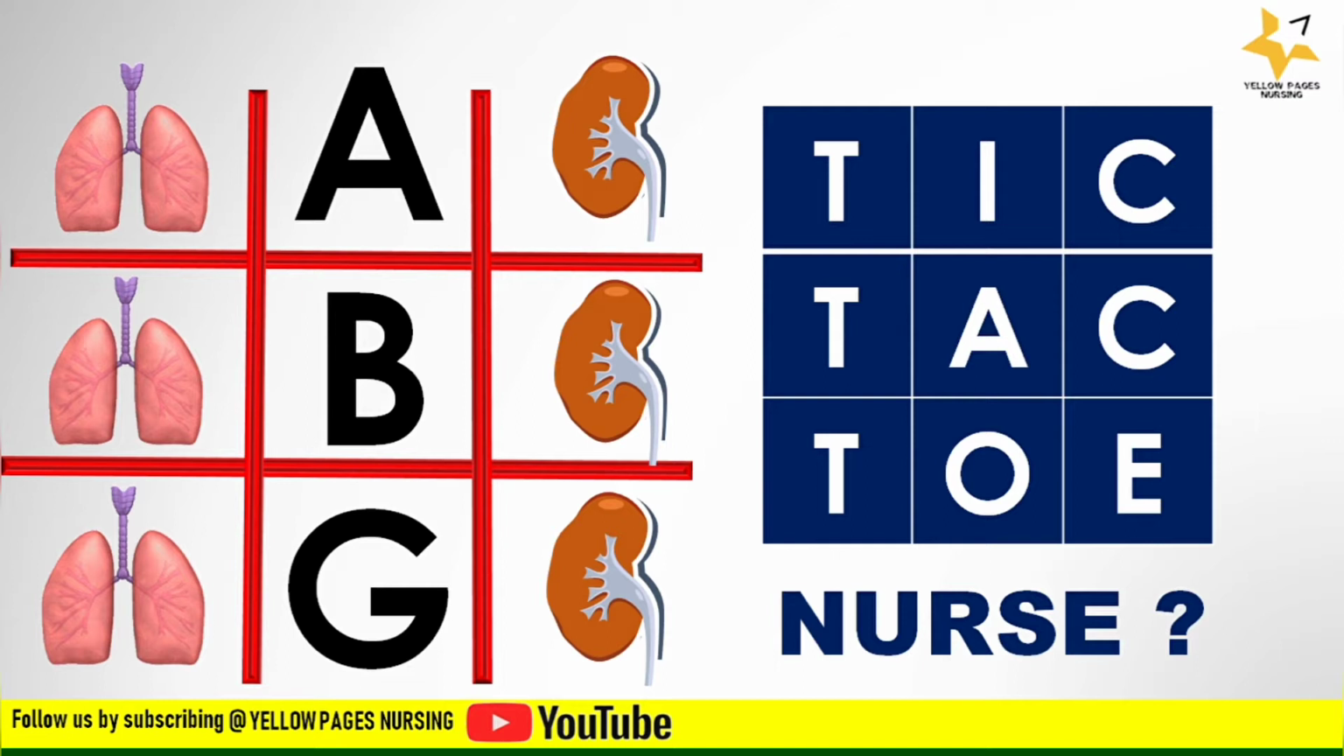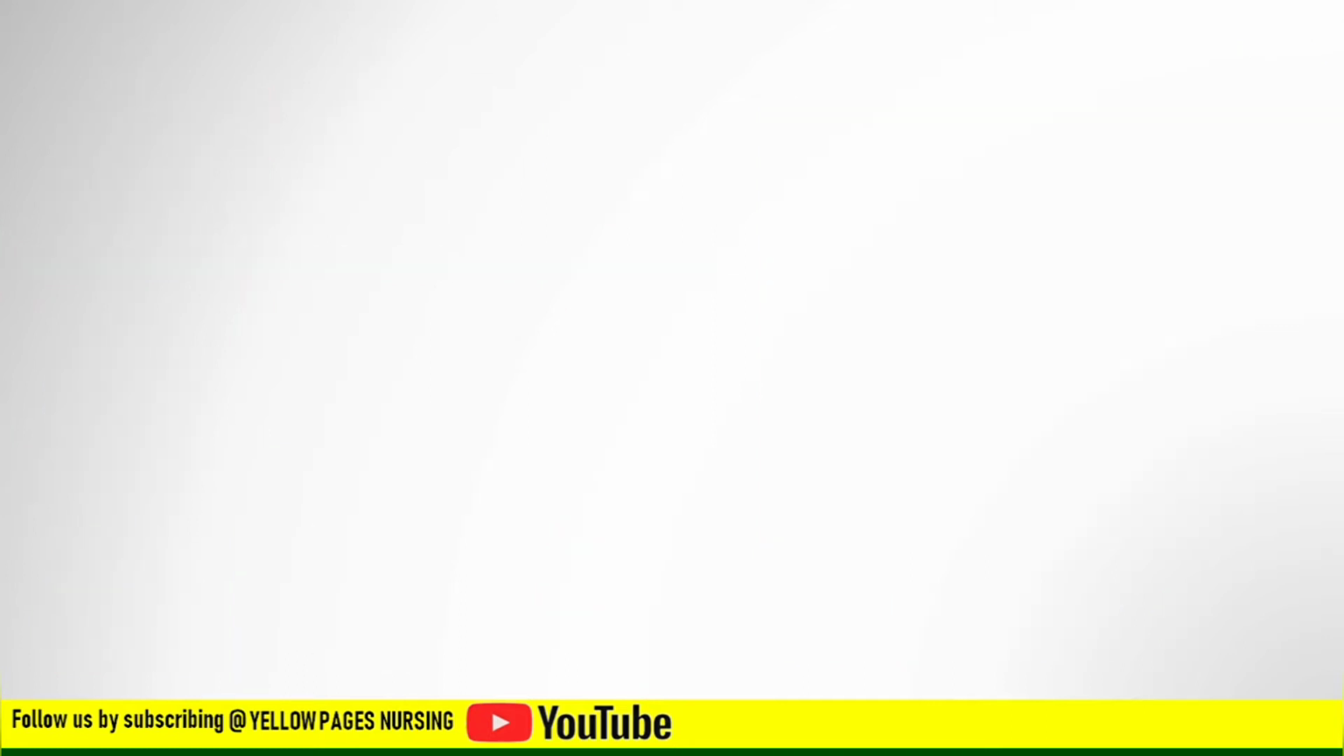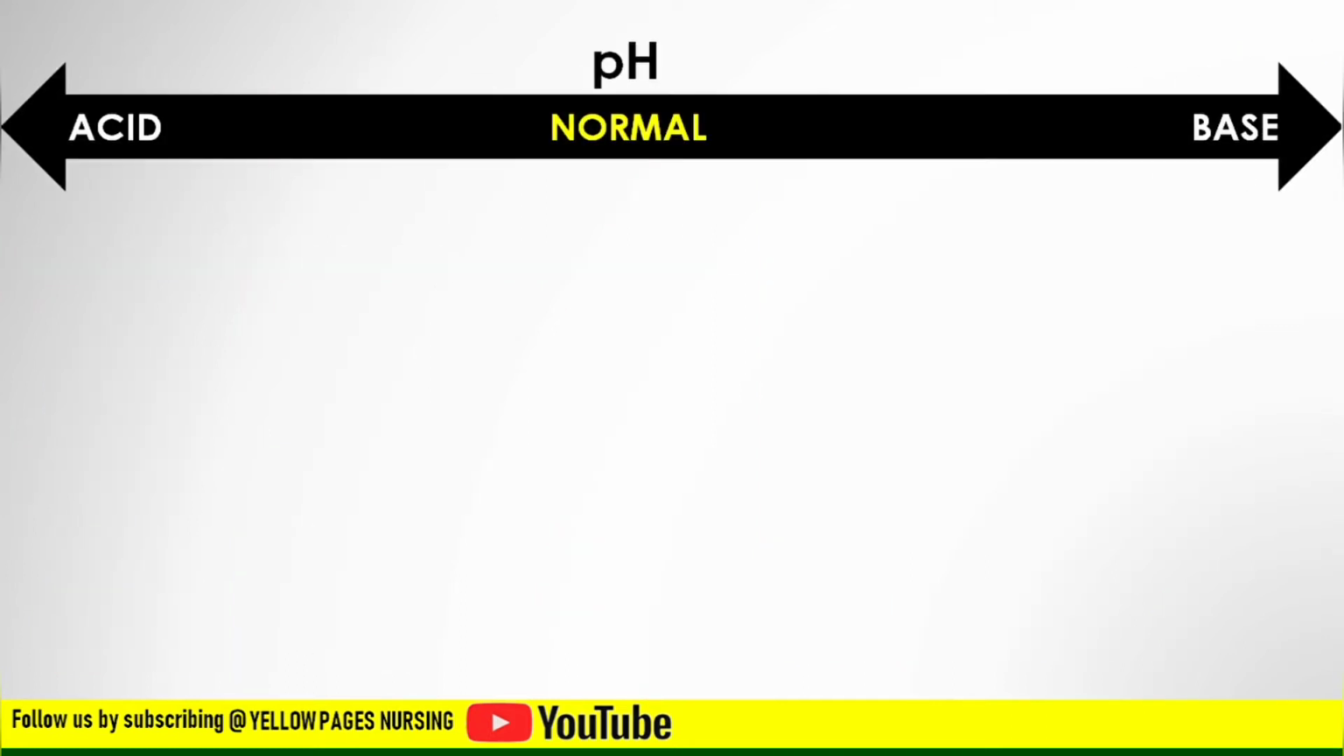Let's get into this session. To start with, let's discuss the ABG normal values first. First comes the pH. Normal value of pH is between 7.35 to 7.45. If it falls below 7.35, then we say it is in the acidic state. And if it goes above 7.45, we say it is in the base state, also known as alkalotic state.